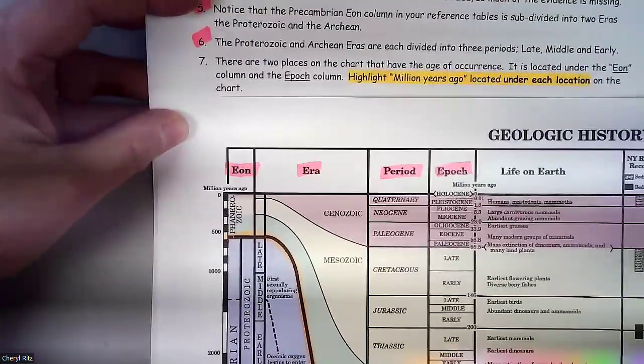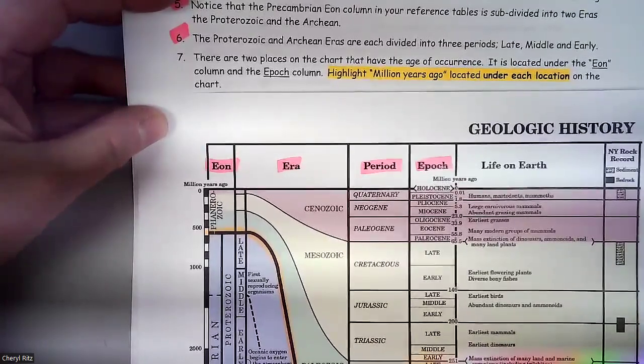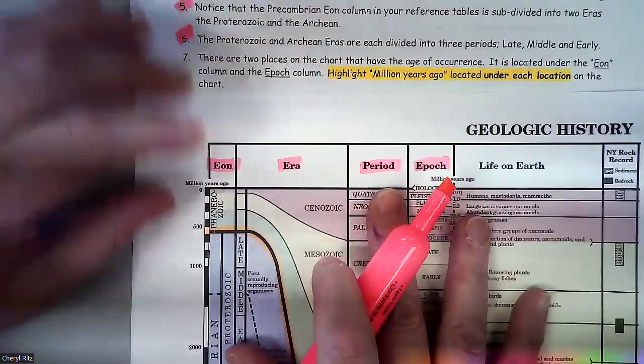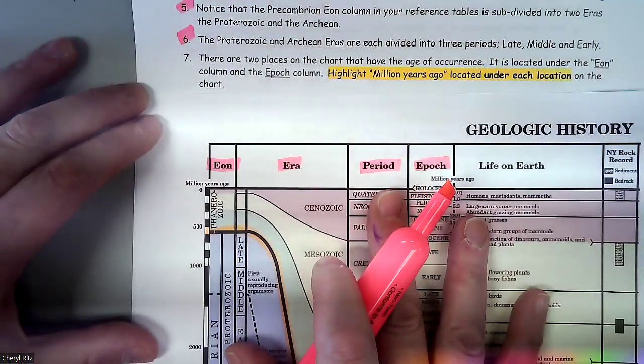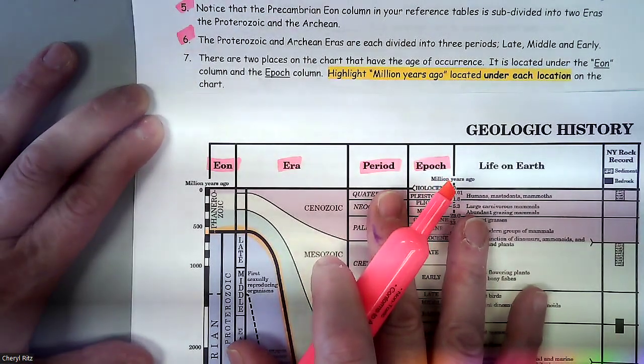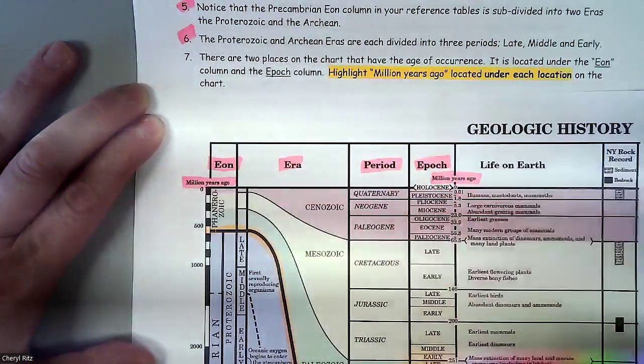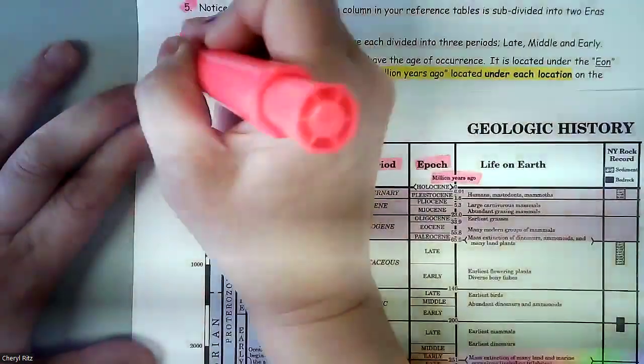Number 7, there are 2 places on the chart that have the age occurrence. It is located under the eon column and the epoch column. Highlight the millions of years ago under each location on the chart. Highlight millions of years ago, highlight millions of years ago. That's step 7.